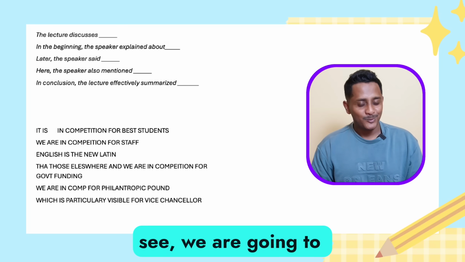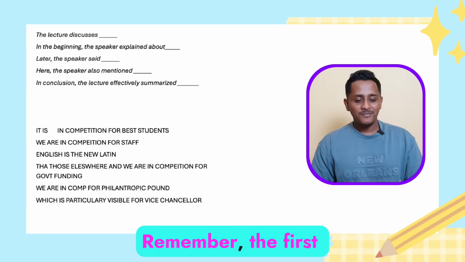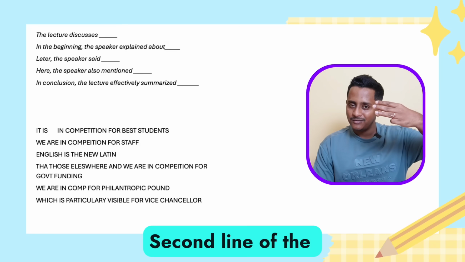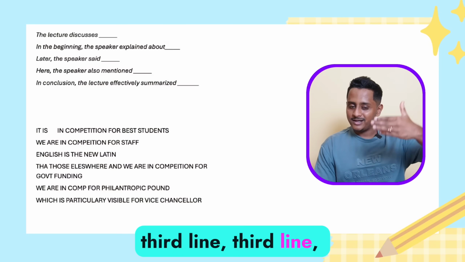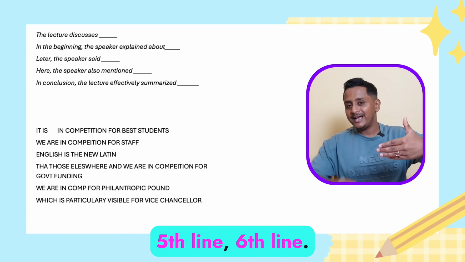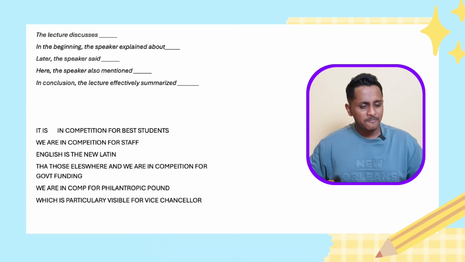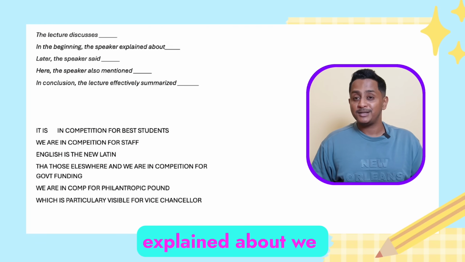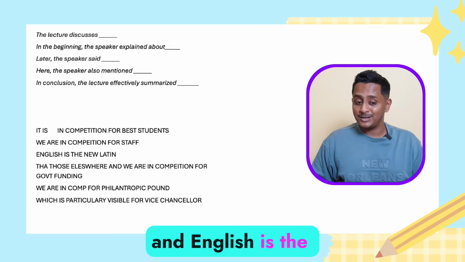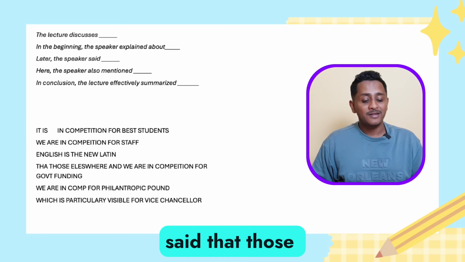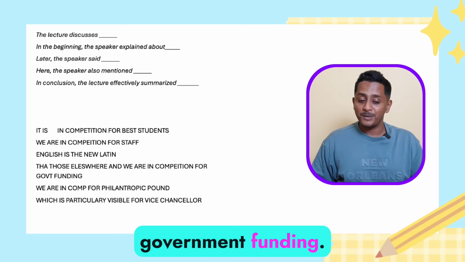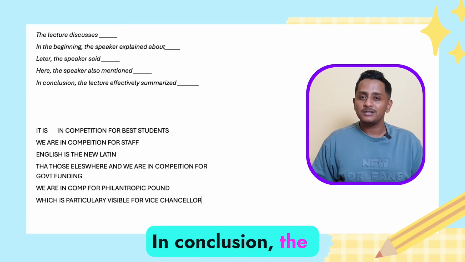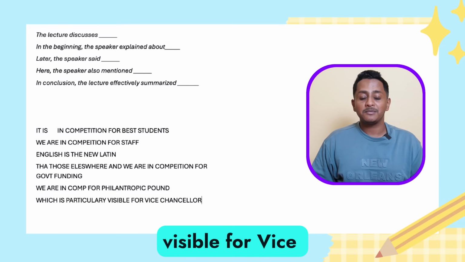Now whatever we see, we're going to start reading. Remember, the first line of the template will go with the first line of what you have written. Second line of the template will go with the second line, third line, fourth line, fifth line, sixth line, whatever you've written, just read it. The lecture discusses it is in competition for best students. In the beginning, the speaker explained about we are in competition for staff and English is the new Latin. Later, the speaker said that those elsewhere and we are in competition for government funding. Here, the speaker also mentioned we are in competition for philanthropic pound. In conclusion, the lecture effectively summarized, which is particularly visible for vice chancellor.